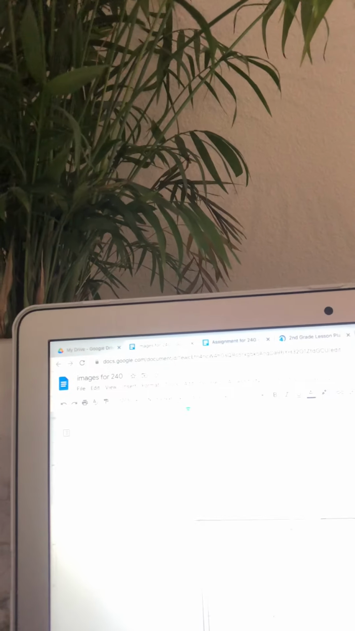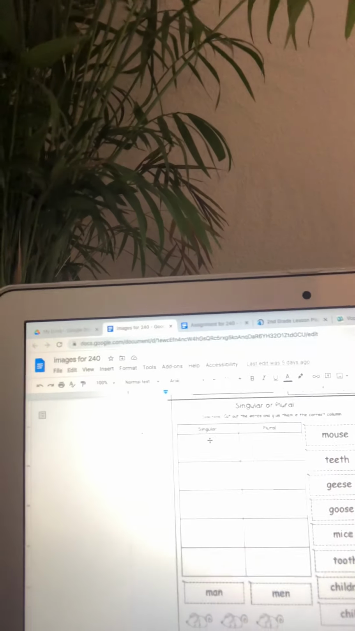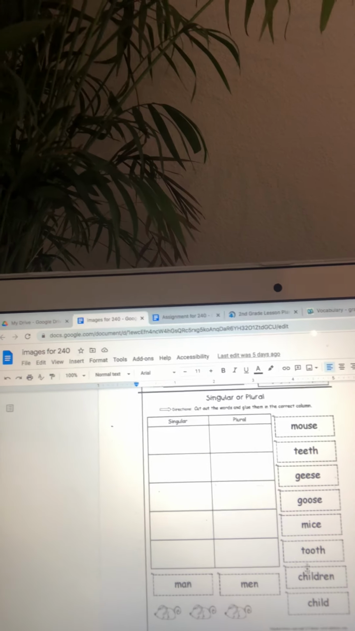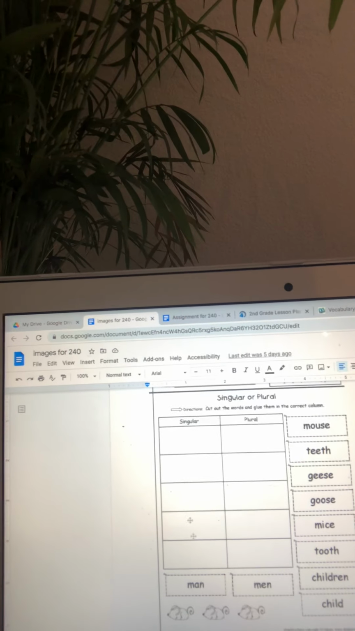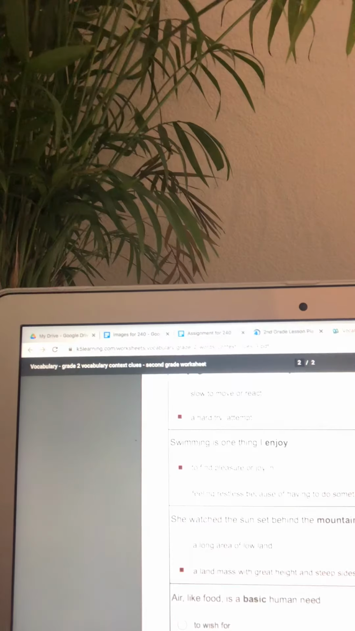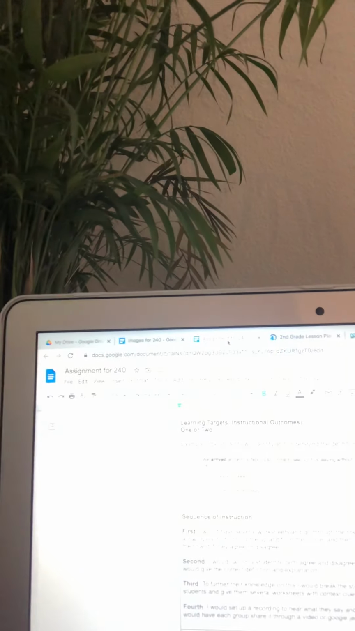And then for singular and plural nouns, for example, there's singular and there's plural, and then you have these words over here. For example, singular man, plural men. So these are just a few examples that I can use for my students.